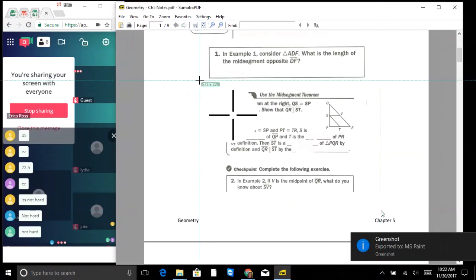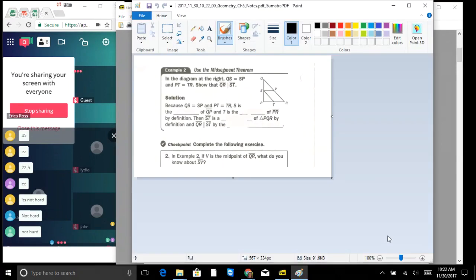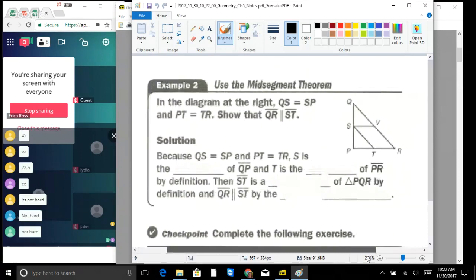All right, so let's try a little bit. This is like the tricky example, right? If you got this, the homework is easy peasy. In the diagram at the right, QS equals SP. So they're saying that QS equals SP. That's another way to say that they're congruent, and that also means that S is the middle of Q and P.